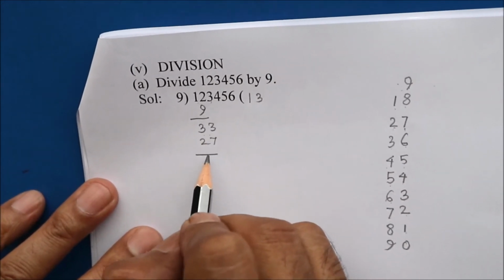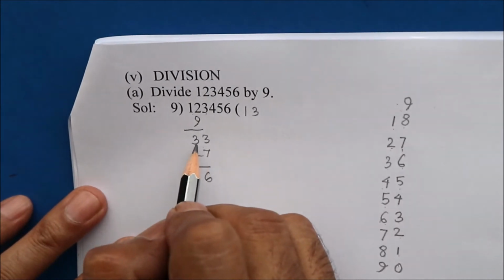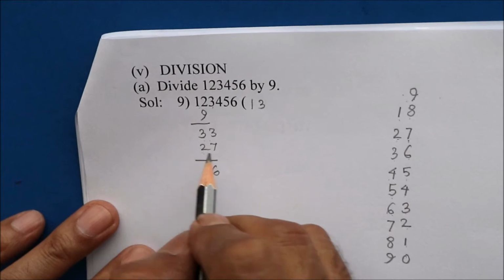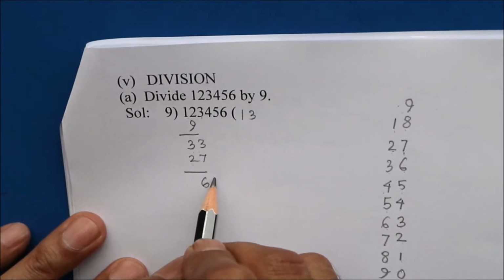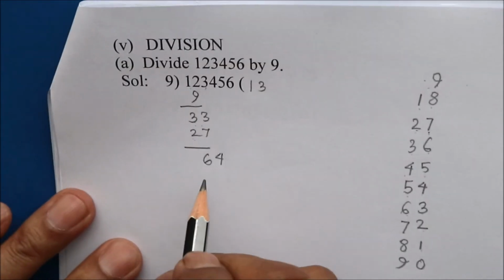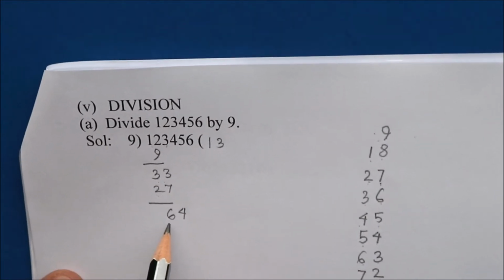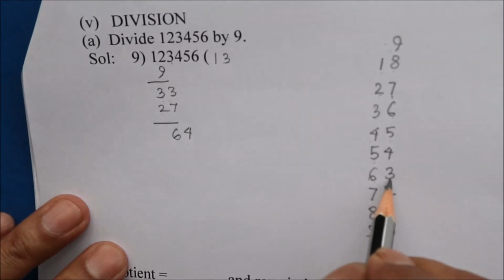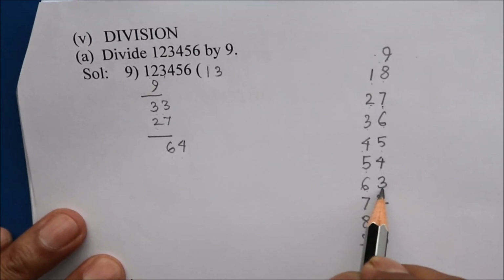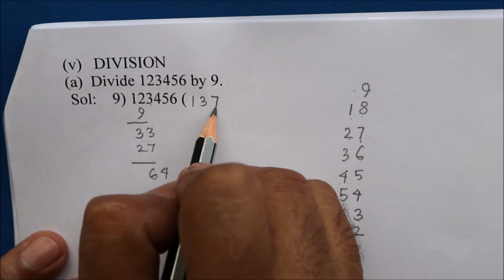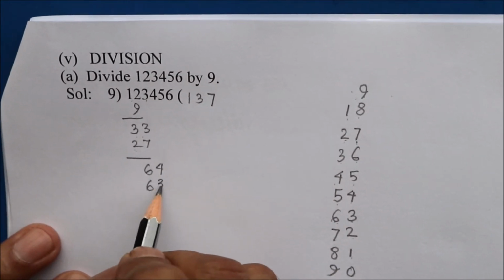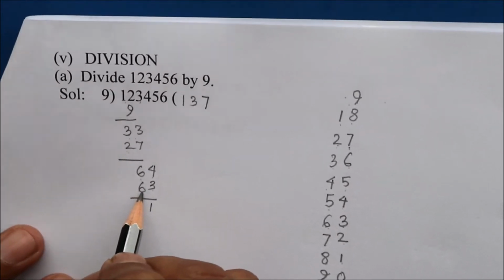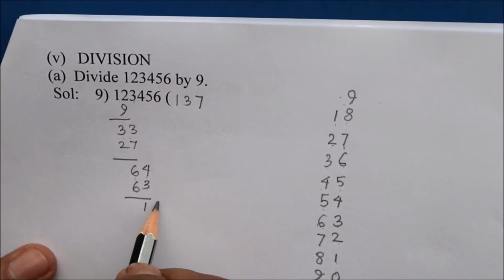4 more 6. 3 minus 1, 2. 2 minus 2, 0. Bring down the next digit, that is 4. The nearest multiple less than 64 is 63, which is the 7th multiple. Therefore, we write here 7 and write here 63. 4 minus 3, 1. 6 minus 6, 0. Bring down the next digit, 5.